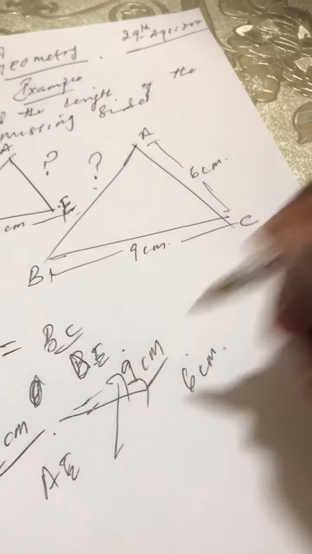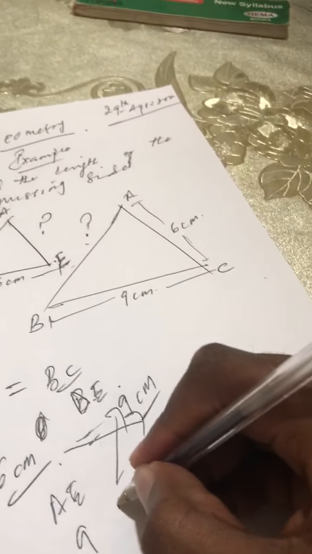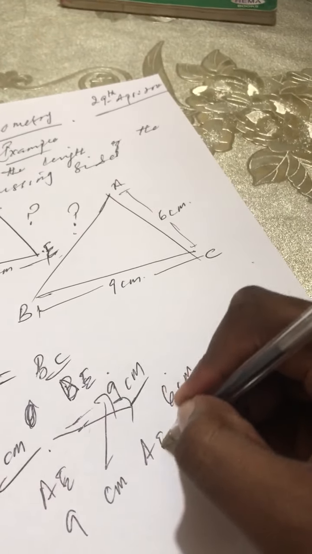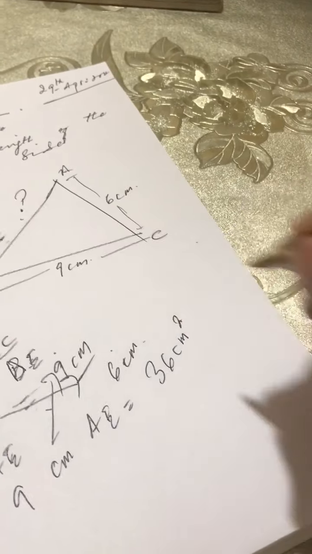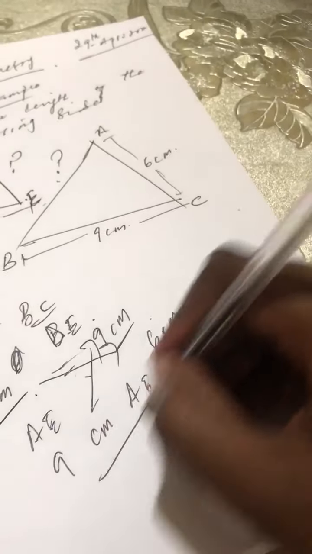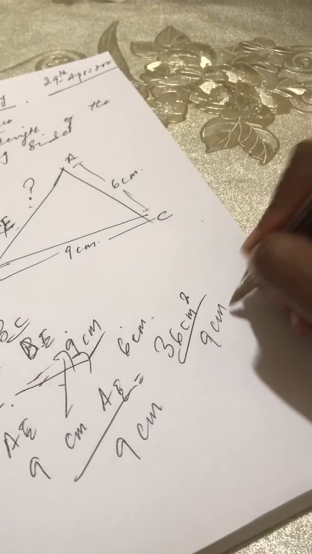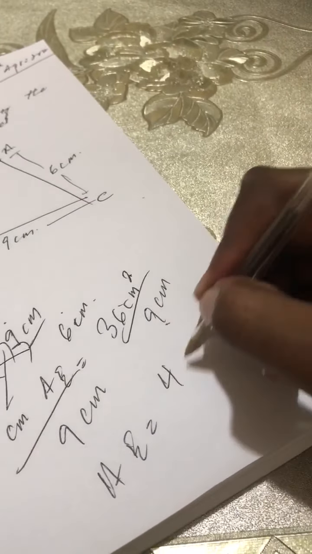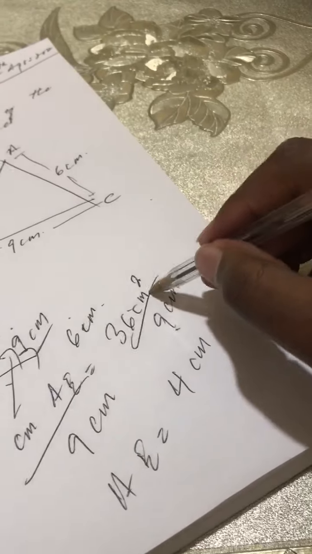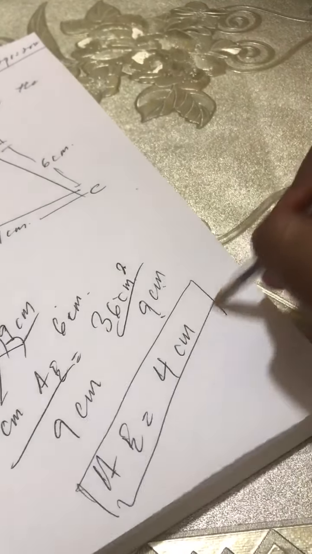6 times 6, AE times 9. So AE times 9 would be 9 centimeter AE. Here 6 times 6 would be 36. Centimeter times centimeter would be centimeter squared. So just divide by the 9 centimeter before the AE, and divide here by 9 centimeter. So AE would be, what's 36 divided by 9? 4 centimeter. Centimeter squared divided by centimeter will be just centimeter. So we got the first one: A to E is 4 centimeter.